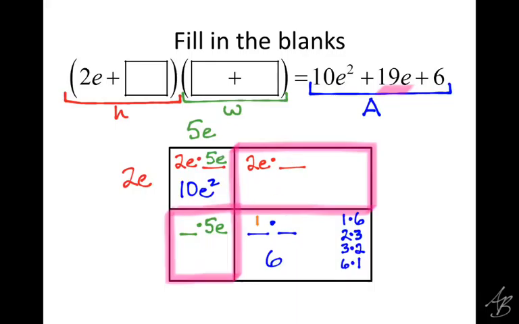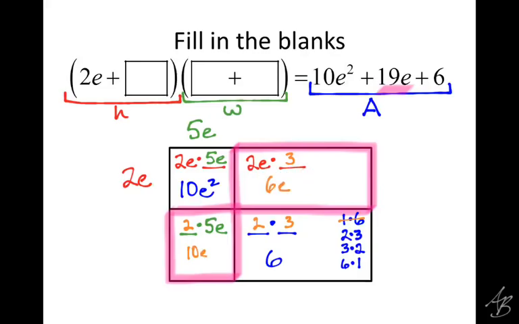Let me erase all this. That's why I said we need to do it in pencil. I'm going to scratch out that 1 times 6, and we'll try again. So let's try 2 times 3. So the height is 2, the width is 3. We plug in 2 for the height here, and we plug in 3 for the width here. Does everyone understand why I'm doing that? If the height of this rectangle is 2, then the height of this rectangle is also 2. And if the width of this rectangle is 3, then the width of this rectangle is also 3. Let's check this one out, see if this works. What's 2 times 5e? 10e. And what is 2e times 3?